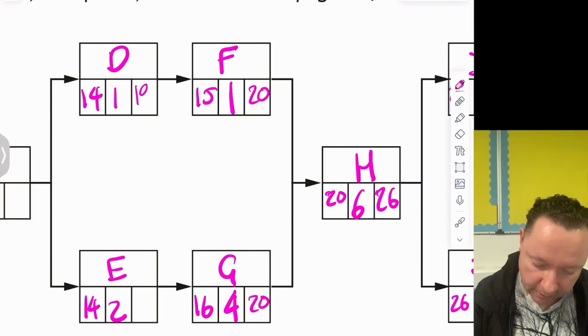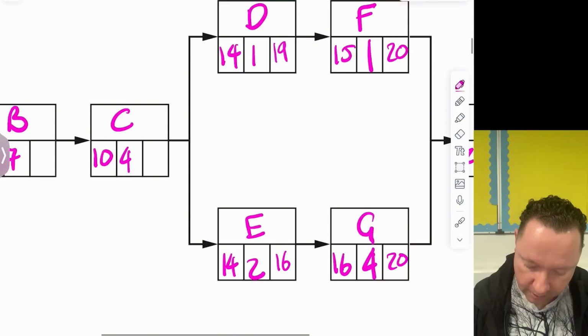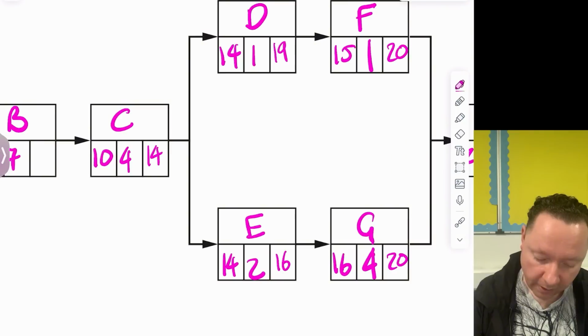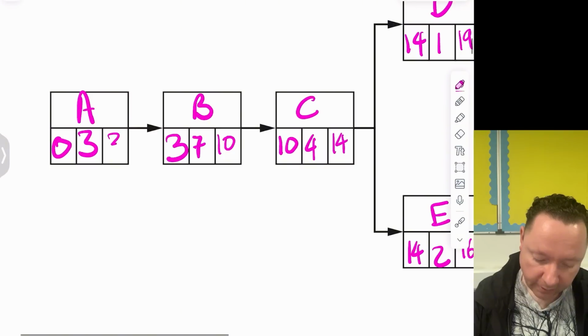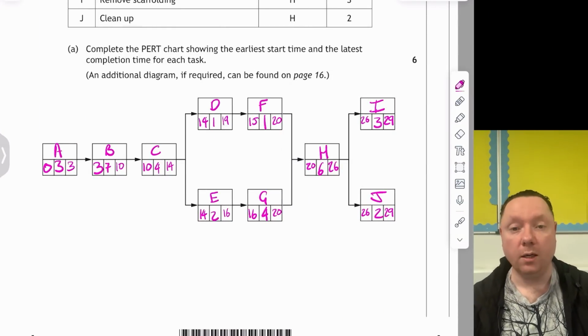20 minus 1 is 19, but 20 minus 4 is 16. 16 minus 2 is 14. 19 minus 1 is 18, so I pick 14. 14 minus 4 is 10. 10 minus 7 is 3. I completed the Pert chart for 6 whole marks.